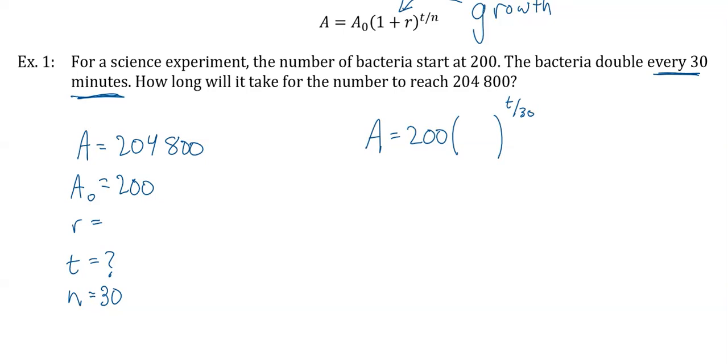Well, would it be 1 plus 1? 1 plus 1, so 2, because it's doubling. So I just think of it as a 2. I just put a 2 in there, but that's exactly right. It's 1. The rate is 1, 100% growth. It's 1, so it's 1 plus 1, which is 2. Okay, and then I get 204,800 equals 200 times 2 to the T over 30.